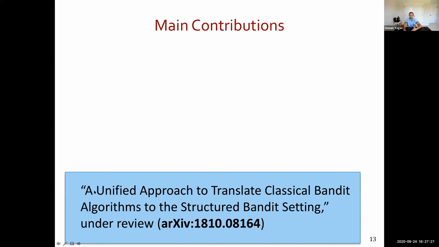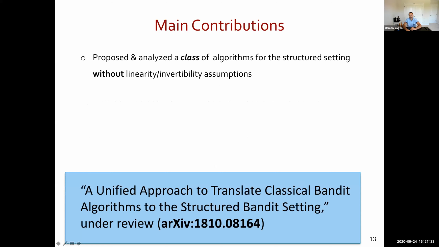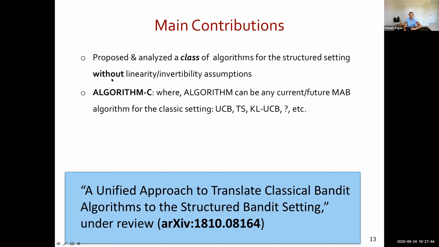So it's collected in a paper given here, and it's currently under review, where we proposed and analyzed not one algorithm, but actually a class of algorithms for the structure setting. And again, this is done without any linearity or invertibility assumption. We call our algorithm class, or set of algorithms, algorithm C, C standing for competitive, and I'll talk about what competitive means in this setting.